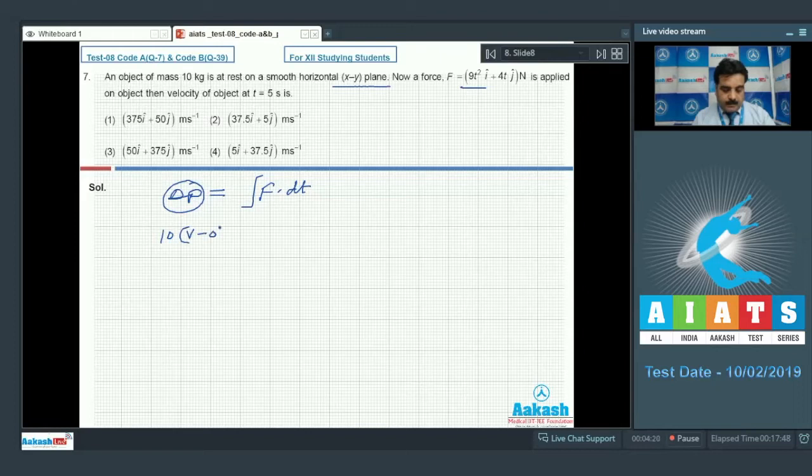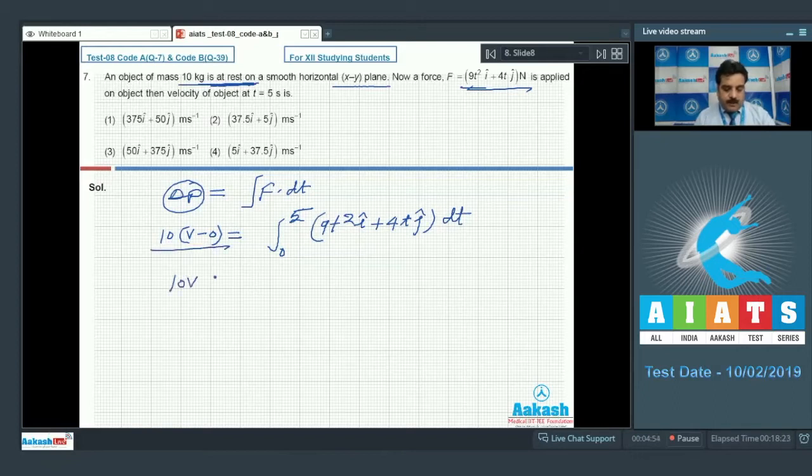So v minus 0. The object of mass 10 kg is at rest on a smooth plane, so we can choose the initial velocity as 0. And the time limit according to the problem is 0 up to 5. The value of force is 9t square i cap plus 4t j cap Newton, and dt. So from the left hand side I have 10 times v. When I integrate, 2 plus 1 divided by 2 plus 1, you will get 3t cube i cap plus 2t square j cap. The limits are 0 up to 5.